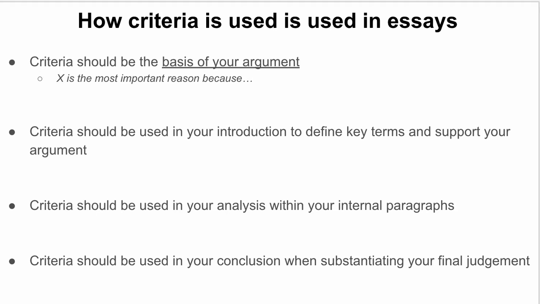And then within your paragraphs, the criteria is your analysis. So if you give a piece of evidence, then you say, well, to what extent was that widespread or long-term, or however you've defined the key terms. And then in the conclusion, when you're substantiating your overall judgment, why one factor, one cause, one reason, one event is the most important, the answer to the why should be linked to your criteria again. Okay, so hopefully it's most useful for me to give some examples.